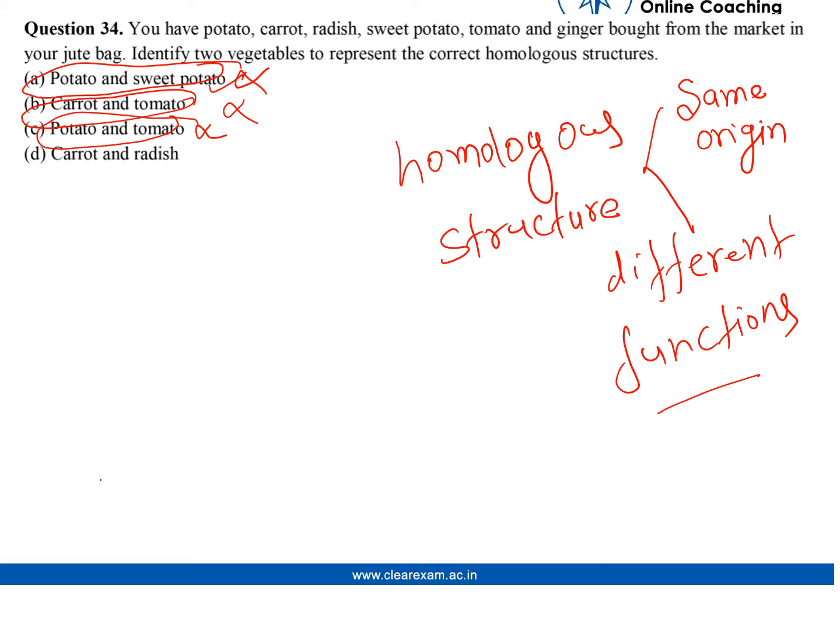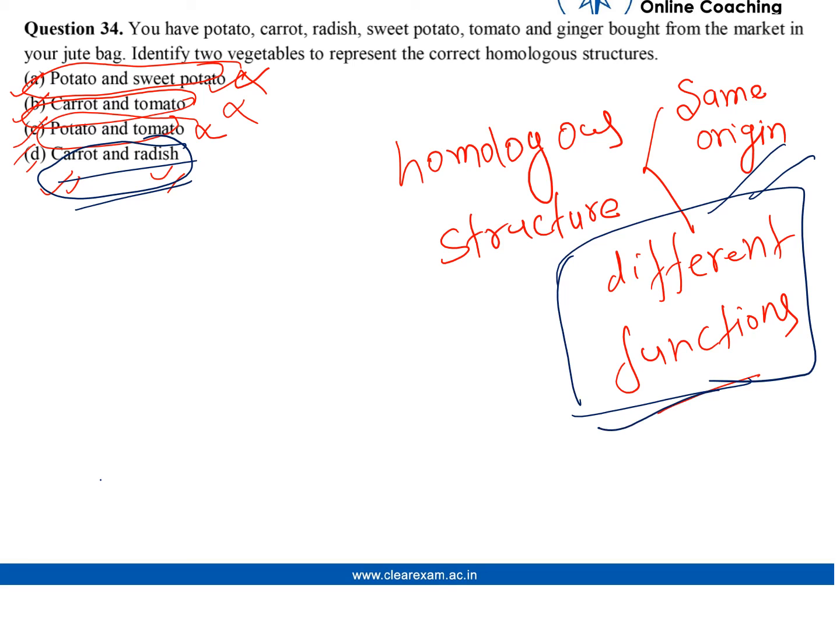In the third case, carrot and radish, both are underground and both also perform different functions. So out of these four options, the last one, which is carrot and radish, is our required answer, as we have same origin and different function.